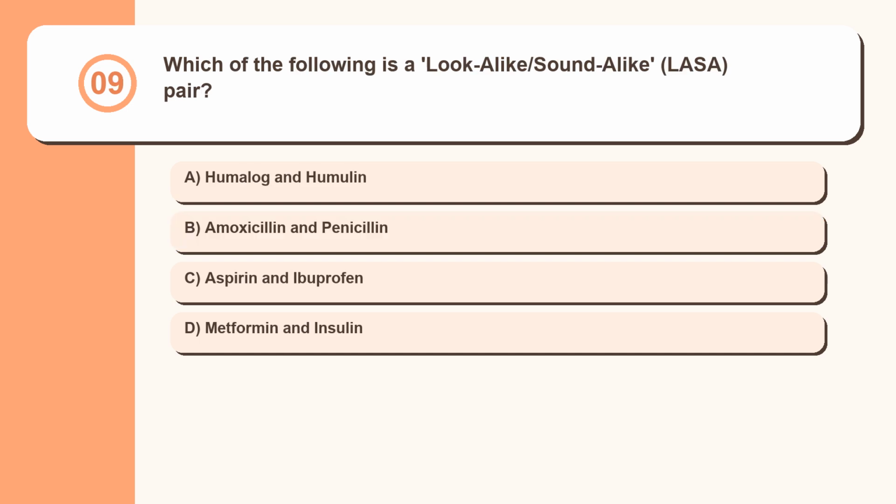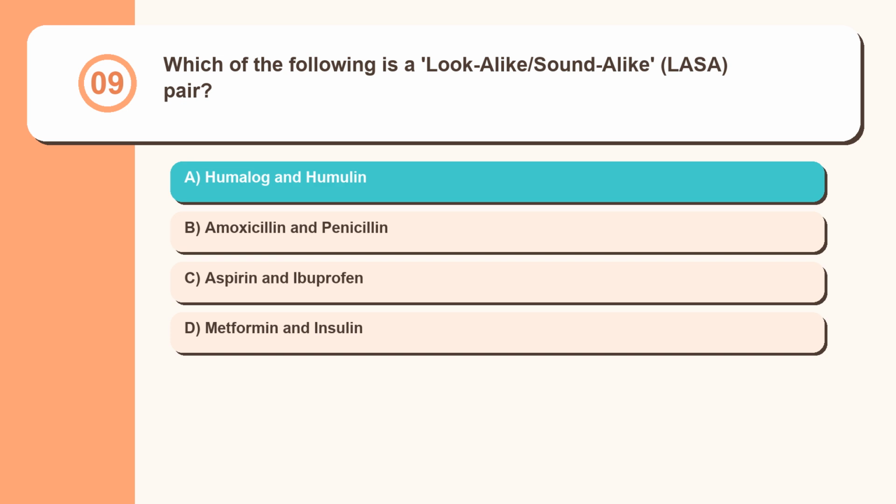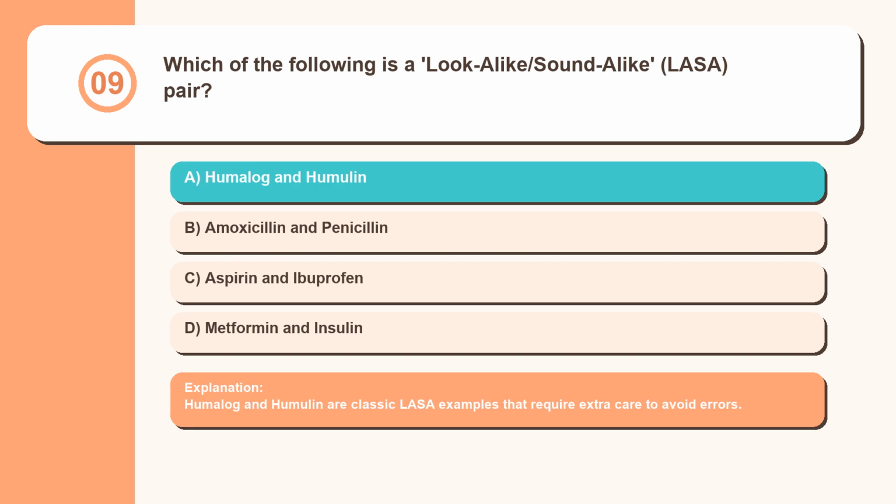Question 9. Which of the following is a look-alike/sound-alike, LASA, pair? Humalog and Humulin, amoxicillin and penicillin, aspirin and ibuprofen, metformin and insulin? Humalog and Humulin are classic LASA examples that require extra care to avoid errors.